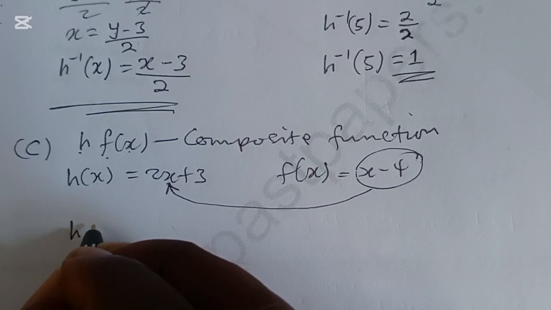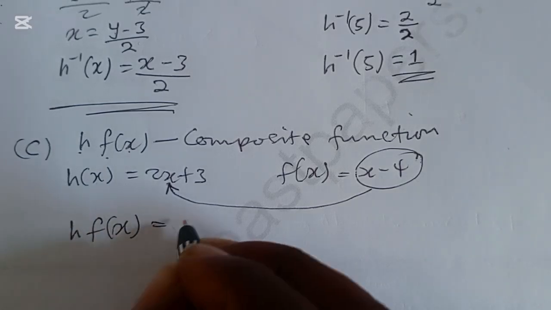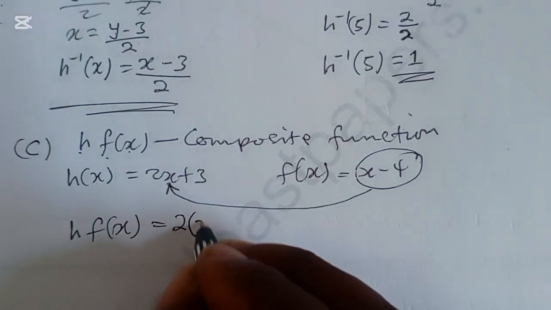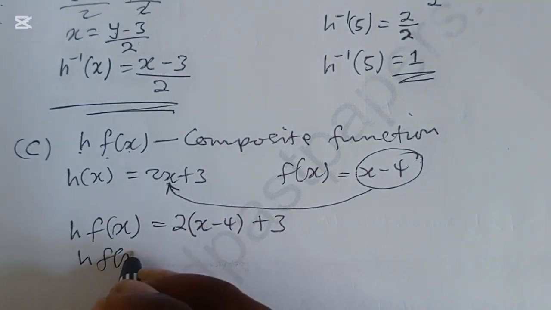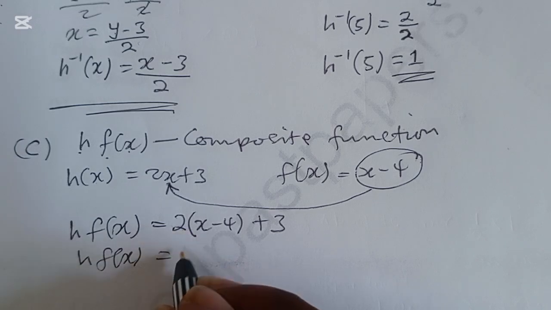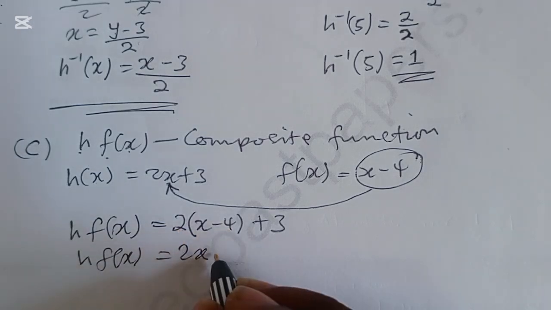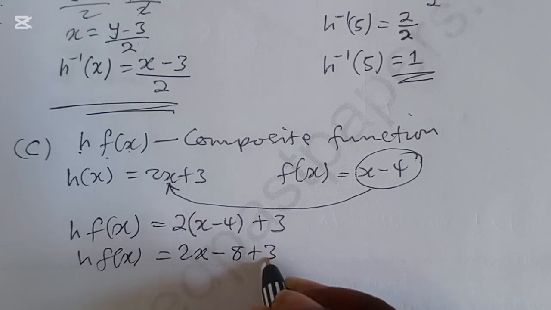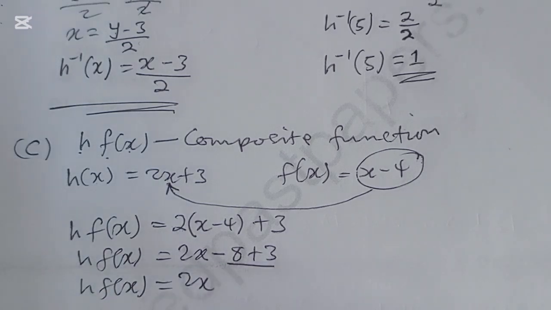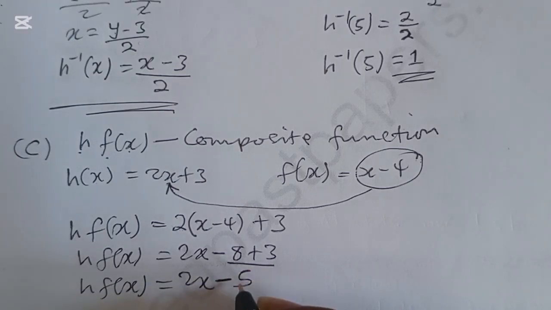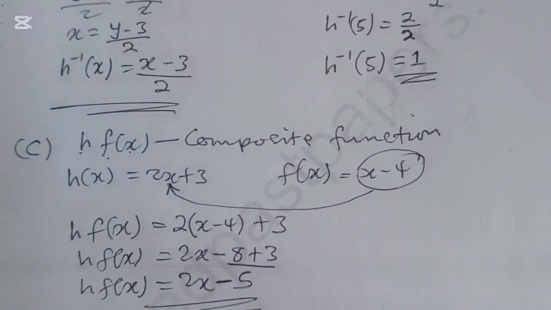So hf of x is equal to 2, where there is x here, we substitute x minus 4, plus 3. So hf of x is equal to 2 times x, 2x, 2 times 4, 8, plus 3. So hf of x is equal to 2x. These two are like terms. So negative 8 plus 3, we are going to have negative 5. So that is hf of x.